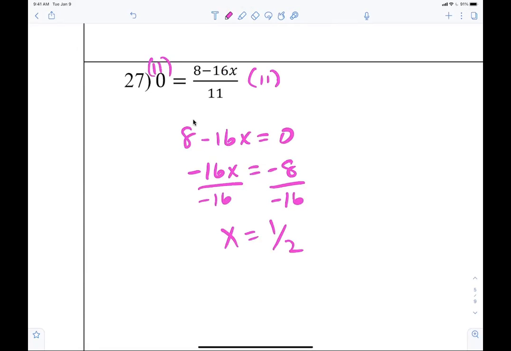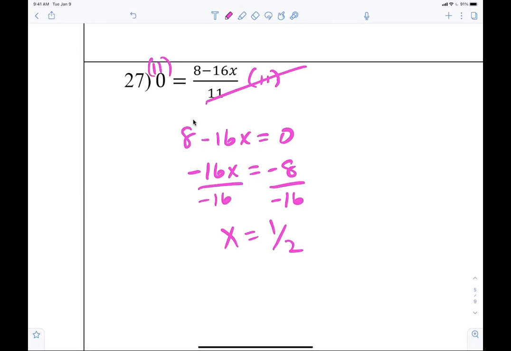11 times 0, right? What? But you can't write that, because I got 0.5. I don't care if you have the right answer. What do I always write in? Fractions. All right, 0.5 is the same as 1/2.